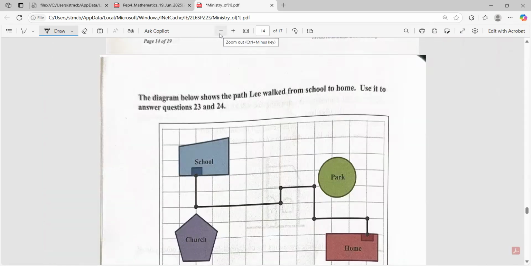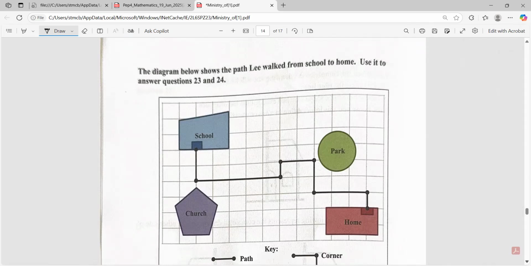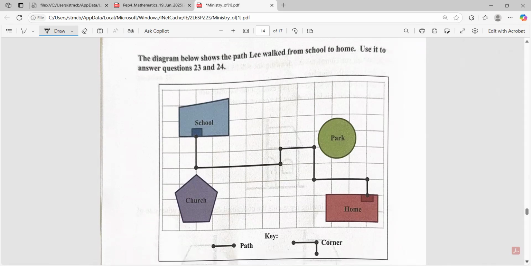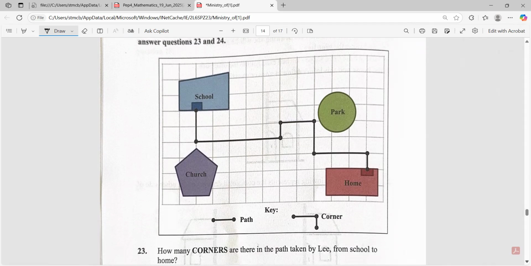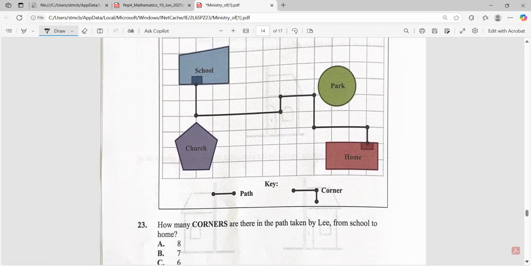All right, the diagram below shows the path you walk from the school to home. Use it to answer questions 23 and 24. So you have a church, a school, the park. I appreciate this. Big up the ministry. This is a nice test.